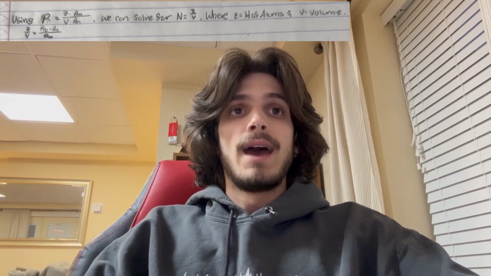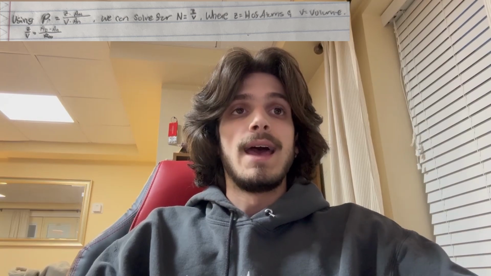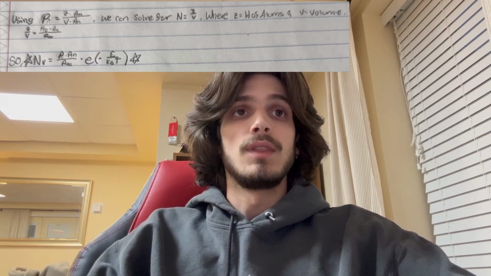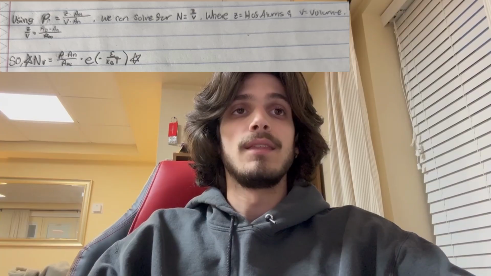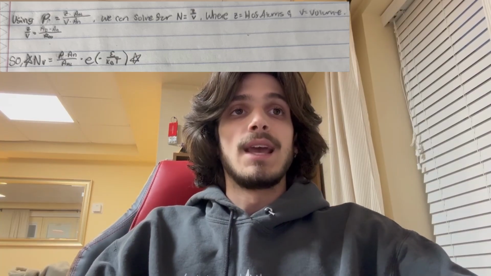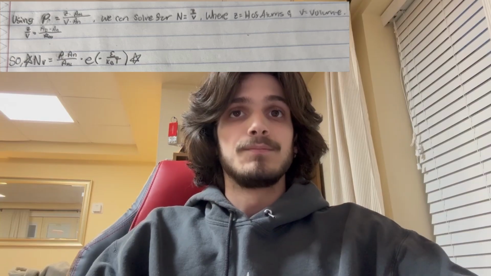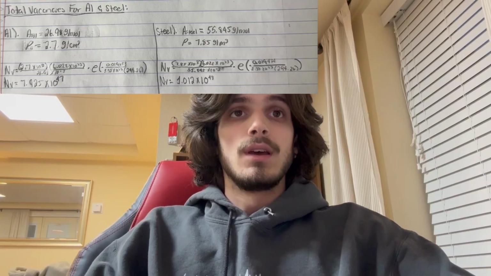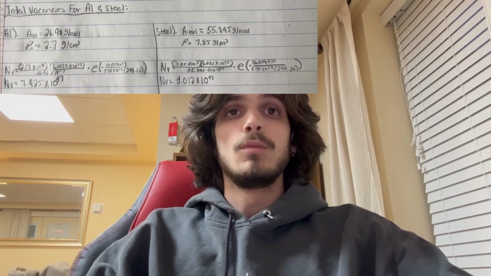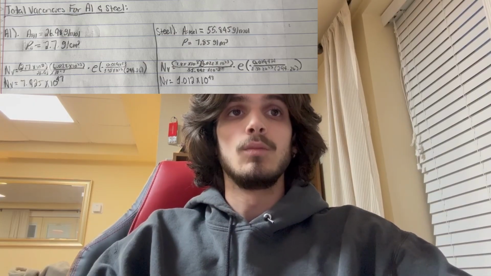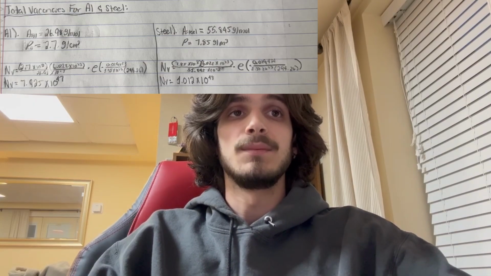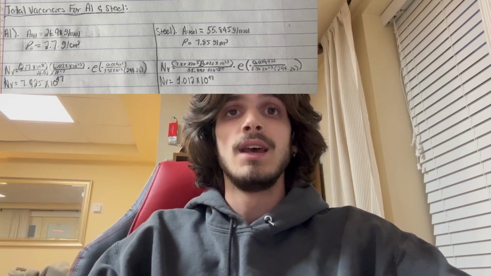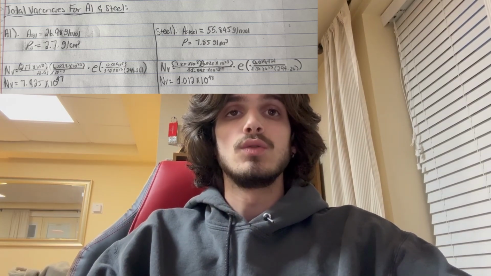So plugging that back into the original equation, we get NV equals ρ times Avogadro's number divided by the mass of aluminum times the exponential of negative E over KBT. And then we plug in our values to solve for NV. After finding the vacancies per meter cubed of steel and aluminum, we can see that aluminum has more total vacancies than steel. Aluminum has 7.925 times 10 to the 47th total vacancies, and steel has 1.012 times 10 to the 19th vacancies.